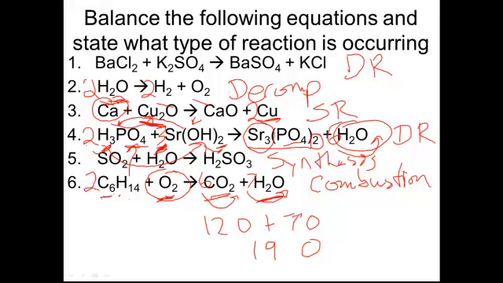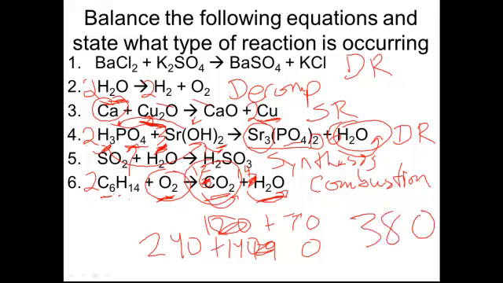So change that 1 to a 2. The 6 is going to become a 12. The 7 becomes a 14. Now we have 24 oxygens here, plus 14 more oxygens makes 38 oxygens. So that means we need a 19 right there. So we end up with 19 O2s.